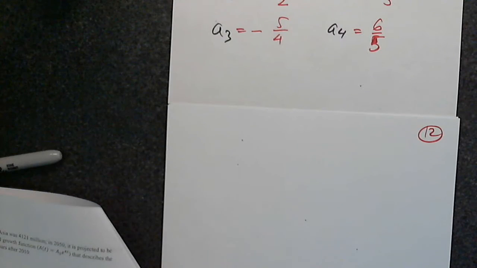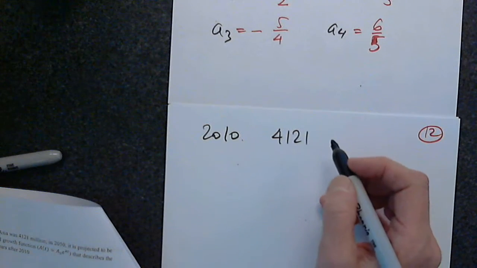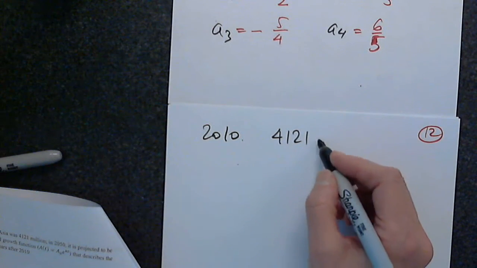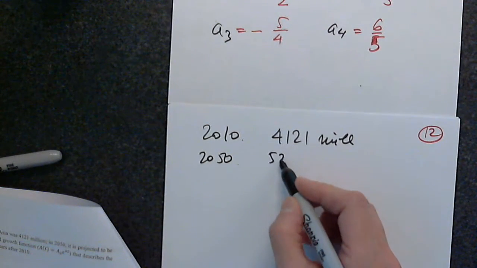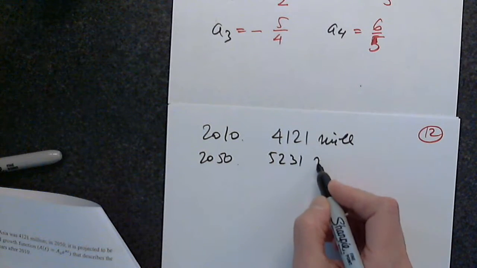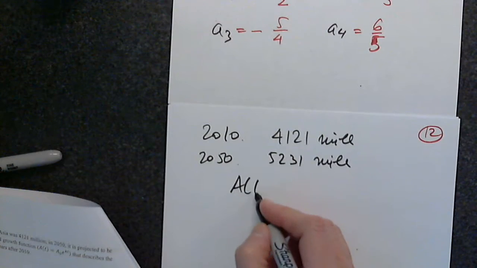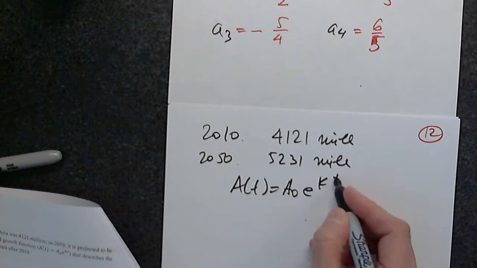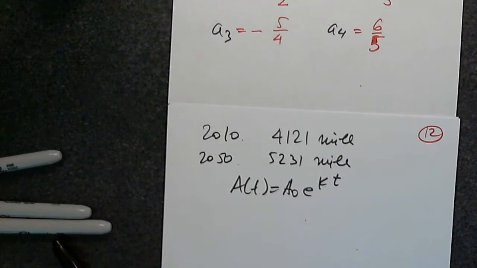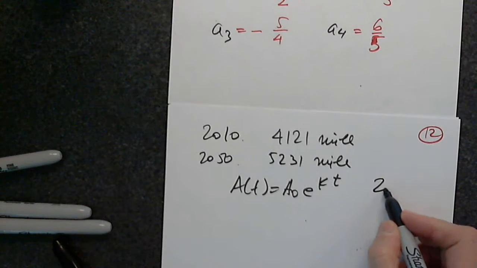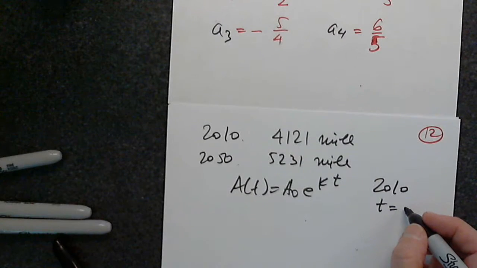Number 14. So in 2010, the population was 4,121 million. In 2050, it's projected to go to 5,231. We're not there yet. Write the exponential growth model A of t, which is A0 e to the kt, that describes the population of Asia in millions, t years after 2010, which means 2010 represents t equals 0. Very good.